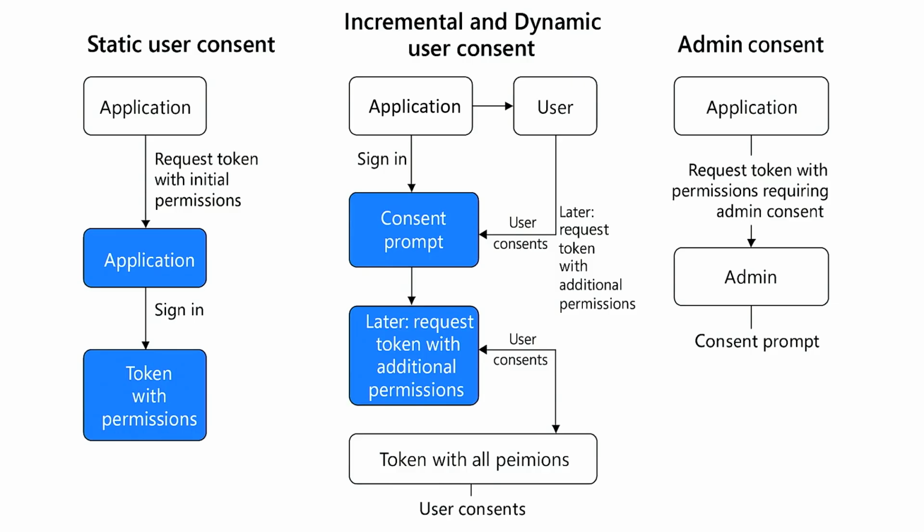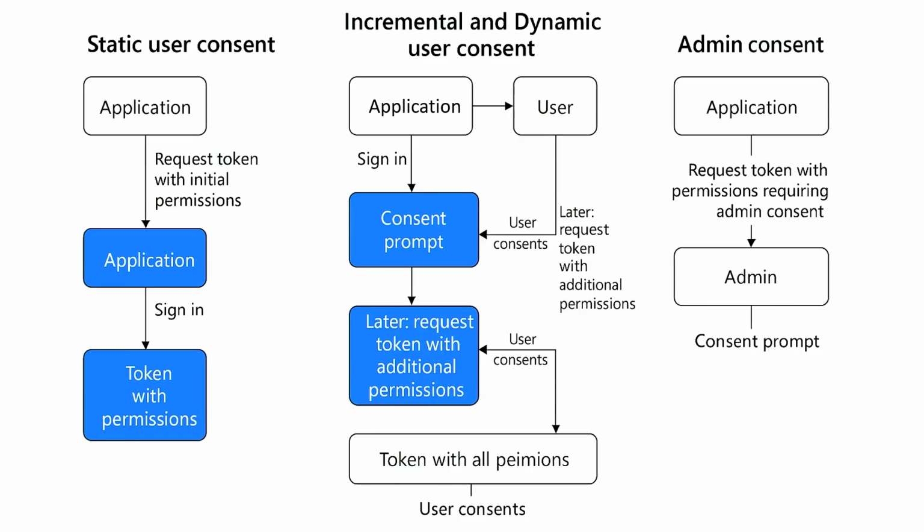Your application is going to request a token with its initial permissions. That is going to then be assigned to the application, and with that token come along the permissions for the application. So it's a static user consent. Those are the permissions that have been granted through that connection.